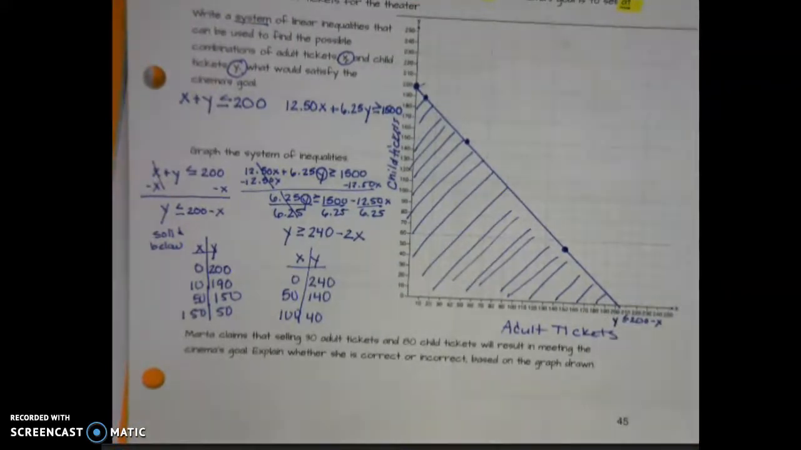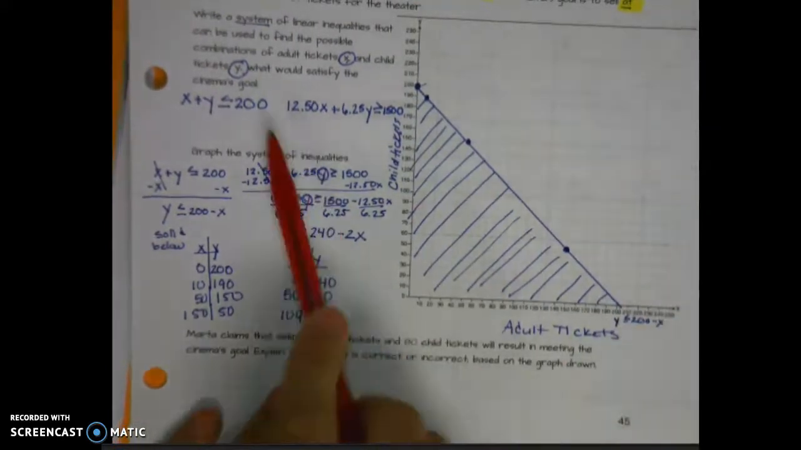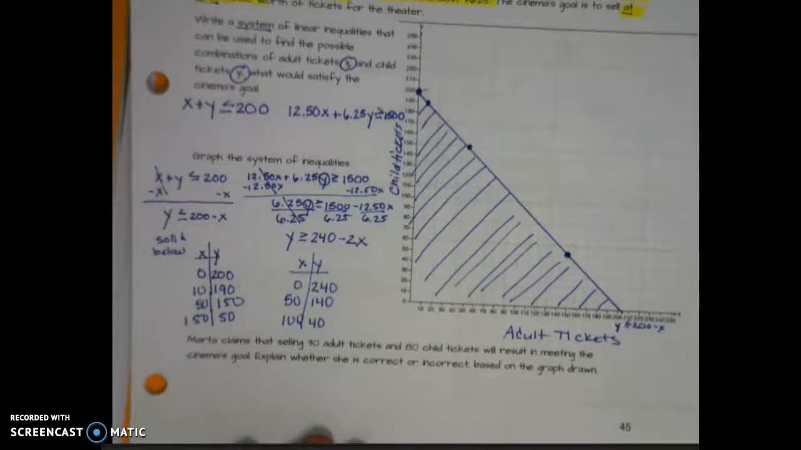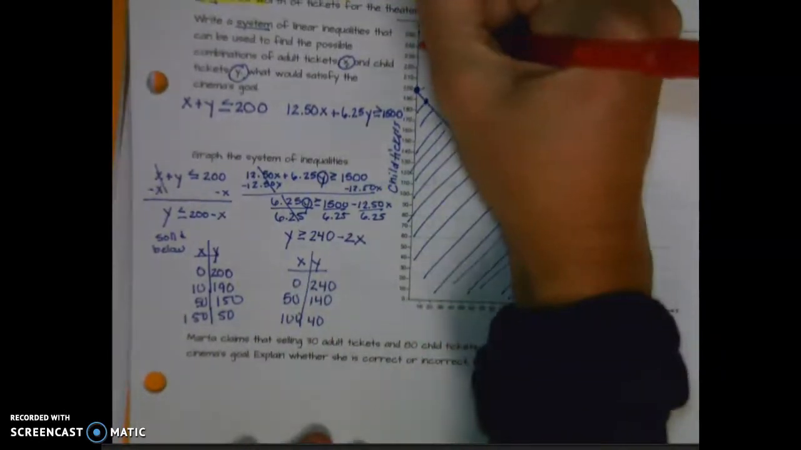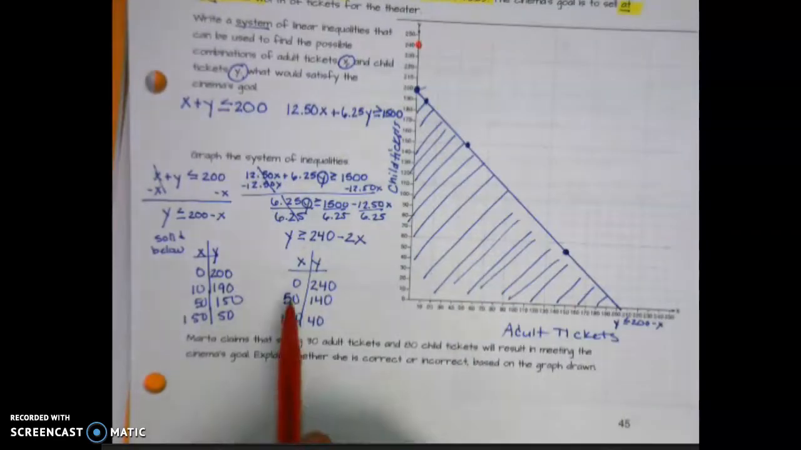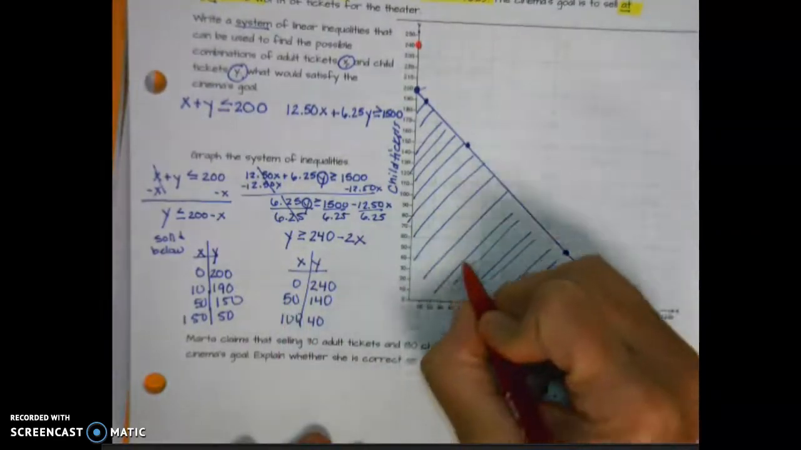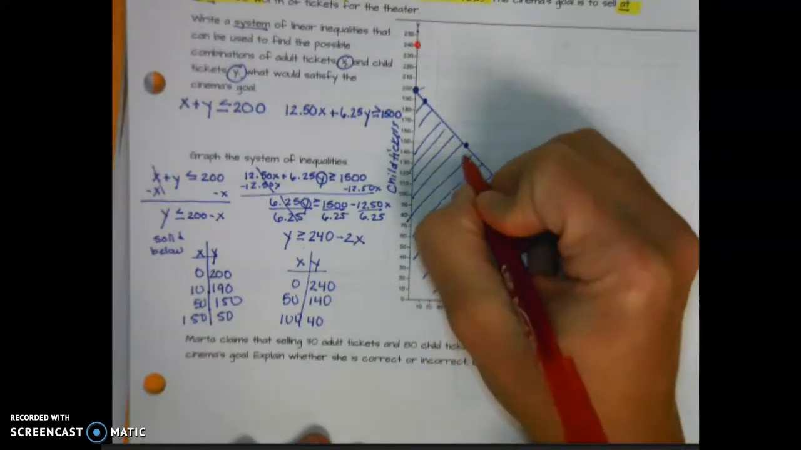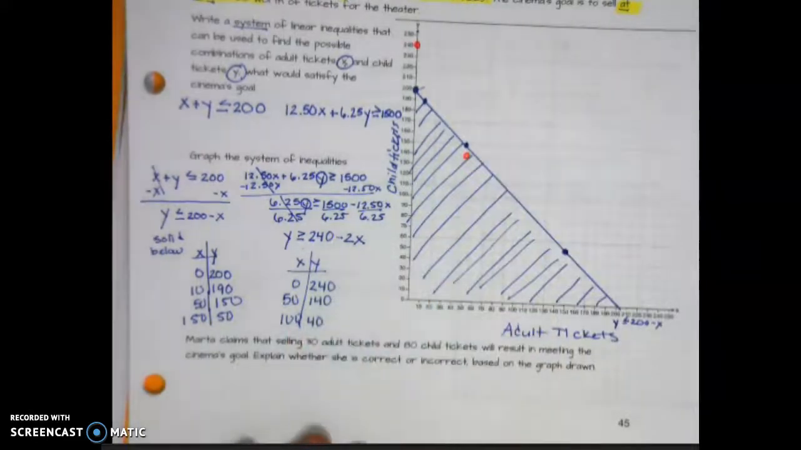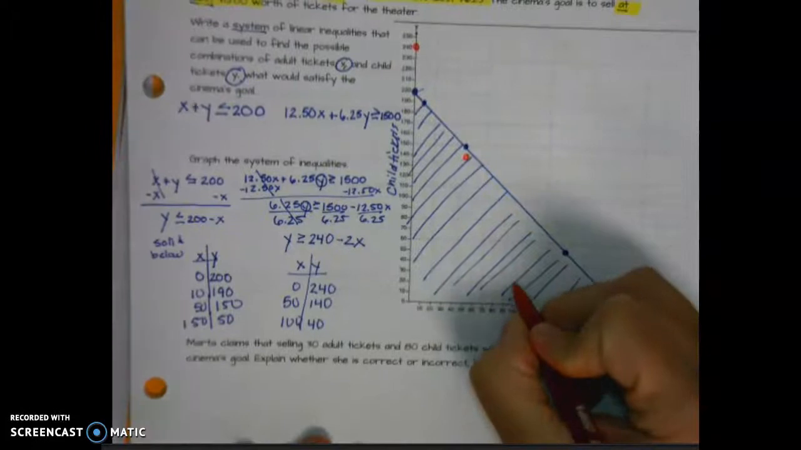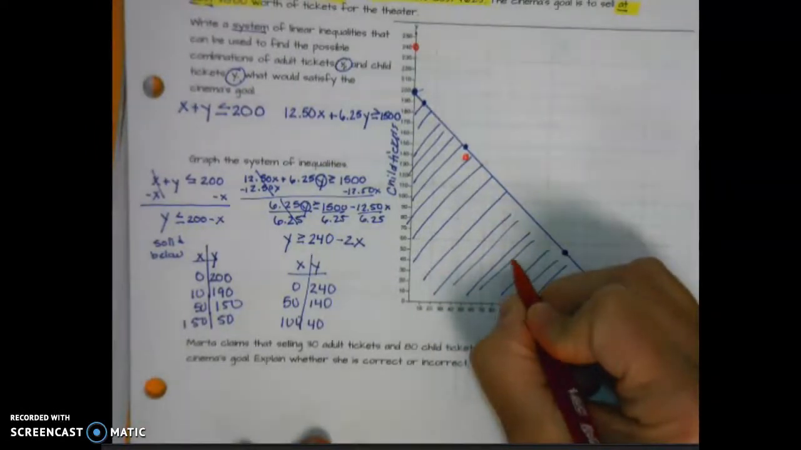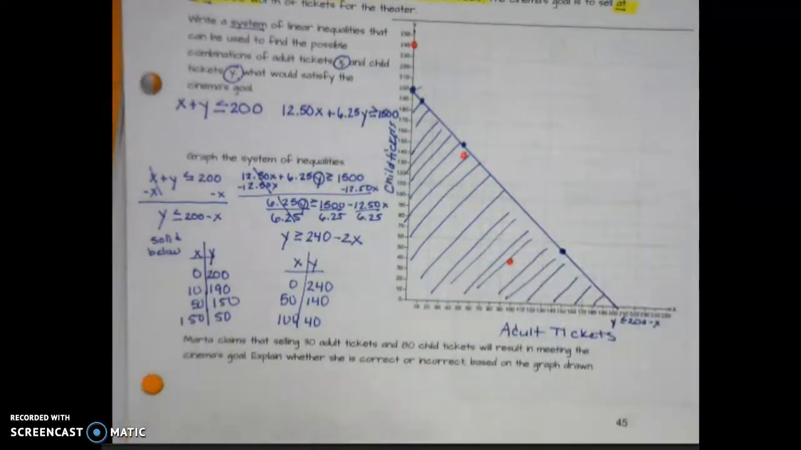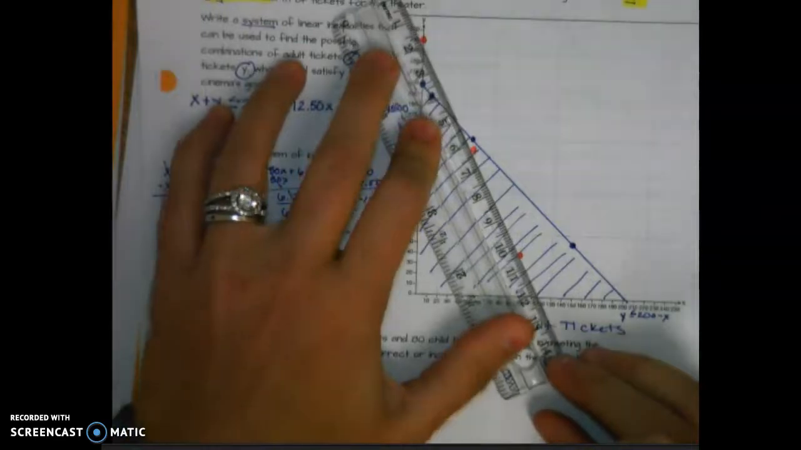Oh, there's the bell. All right, the other inequality I'm going to do in red pen. So I have my 3 points, 0, 240 is here, and then 50, 140, and 100, 40 is here. Okay, so you need at least 3 points. If you copied down more, that's fine. Use a ruler or something straight to connect.